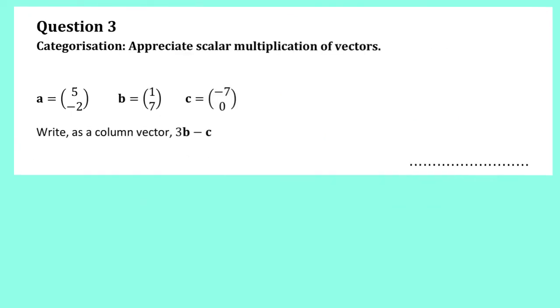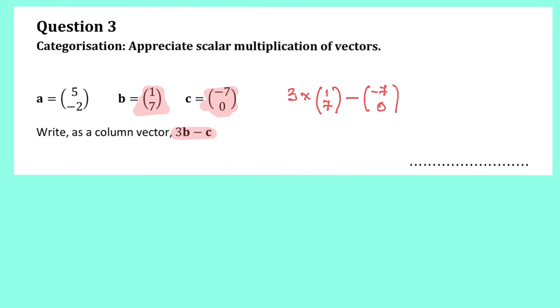In this question, we are given three vectors, A, B, and C, and asked to find the column vector 3B minus C. Well, we know that B is equal to (1, 7), and C is equal to (-7, 0). So to work out 3B minus C, we multiply 3 by B, so we get 3 times B, which is (1, 7), minus C, which is minus (-7, 0).